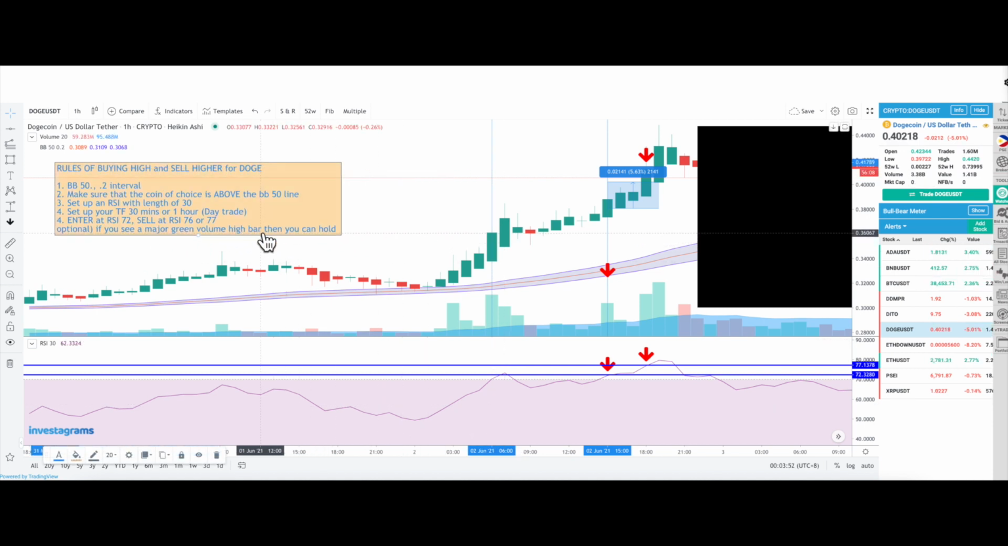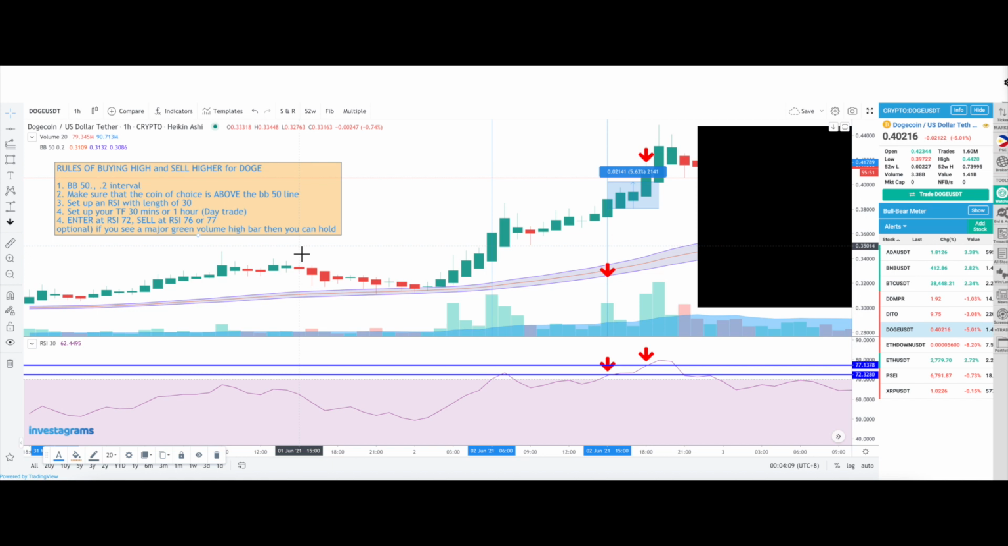All right. So, rules of buying high and selling higher on Doge. Put up a BB50 Bollinger Band and a 0.2 interval. Make sure that the coin you're choosing is above the BB50 line. Set up the RSI with a length of 30. Make sure you use a time frame of 30 minutes or 1 hour on a day trade.